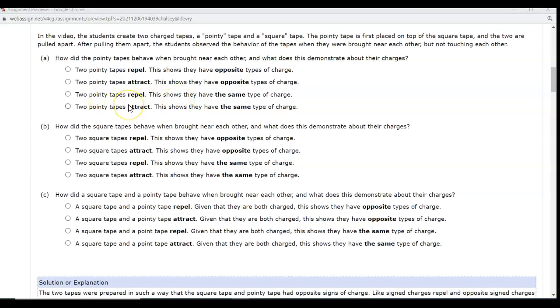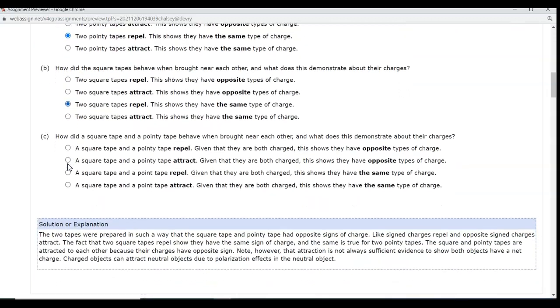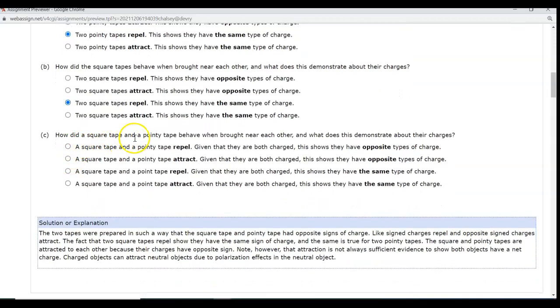Okay, since the two have opposite signs, if you have two of the same, they'll repel because they have the same type of charge. And if you bring two squares to each other again, they'll repel because they have the same charge. And if you have a square and a pointy tape together, they attract and they have opposite charges because opposites attract.